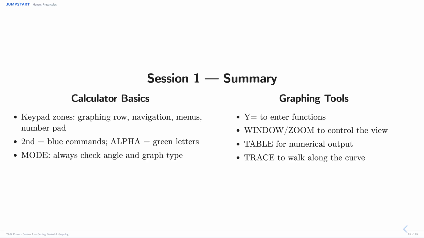In summary, today we covered the basics of the TI84 calculator, including the keypad zones, mode settings, and essential graphing tools. We learned how to enter functions using the y equals key, control the viewing window with window and zoom, and utilize the table and trace features for numerical output and tracing graphs. In our next session, we will explore the calc menu to find zeros, maxima, minima, and intersections, as well as data entry and regression techniques.